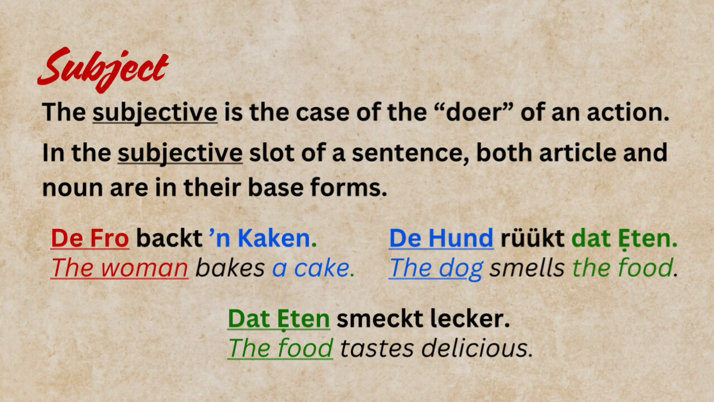Subject. The subjective is the case of the doer of an action. In the subjective slot of a sentence, both article and noun are in their base forms. De vrouw bakten koken. De hond ruikt dat eten. Dat eten schmeckt lecker.